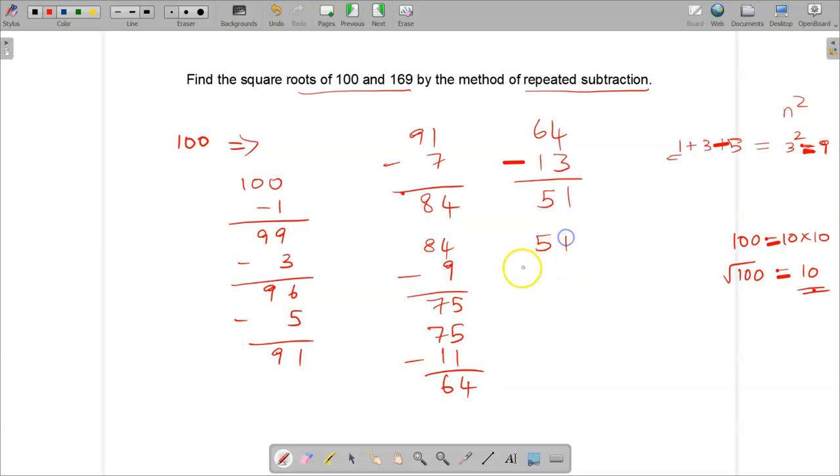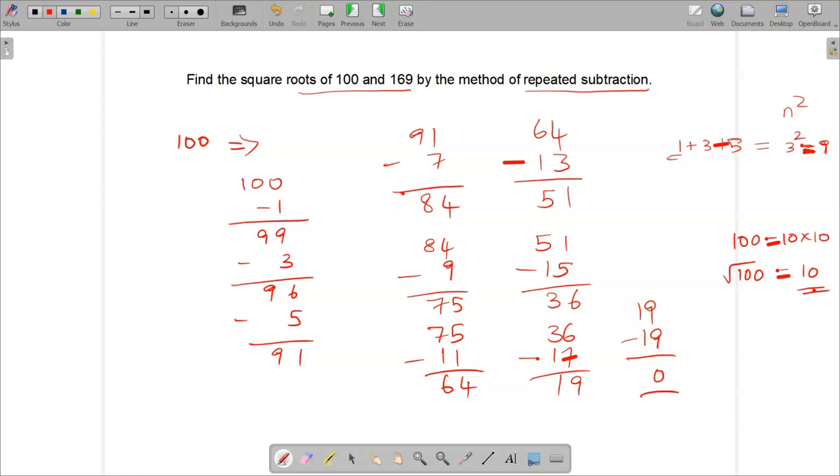Now we have 51, and 51 minus the next odd number 15. 11 minus 5 is 6, and here it becomes 4, 4 minus 1 is 3, so now the number is 36. Then the next odd number is 17. 16 minus 7 is 9, so here it becomes 2, 2 minus 1 is 1, so now the number is 19. Already 17 is used, now I have to use the next odd number 19. So 19 minus 19 is what?